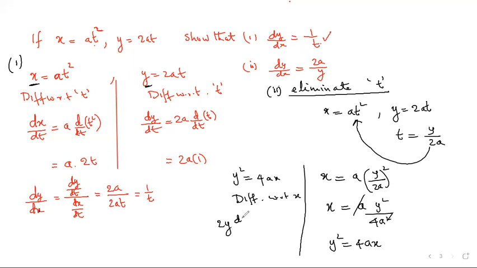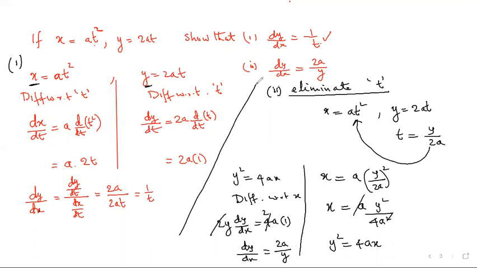So 2y into derivative of y is 4a into 1. The 2 got cancelled. So dy by dx is 2a upon y. Is it fine? Yes, sir. So these are the two methods to find the parametric function derivative. We'll practice more.